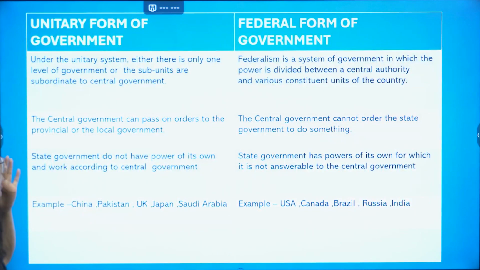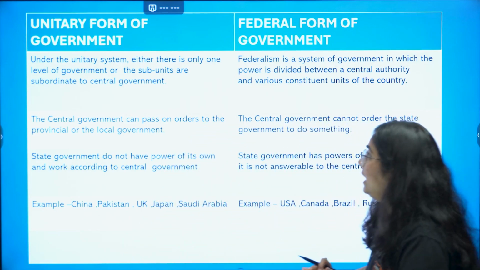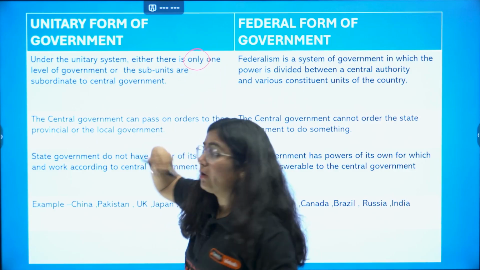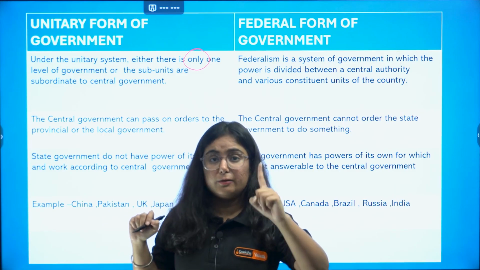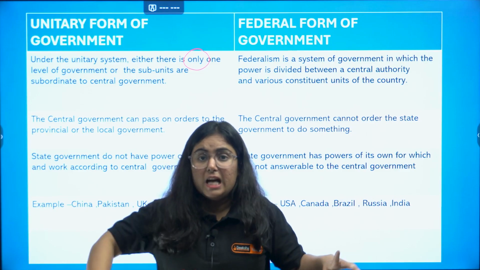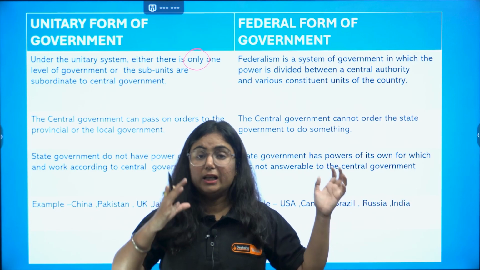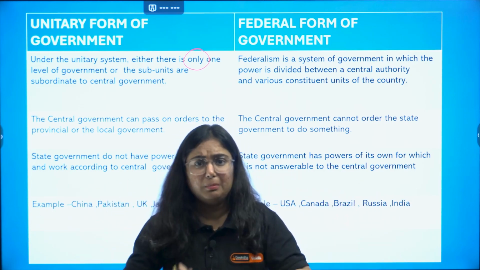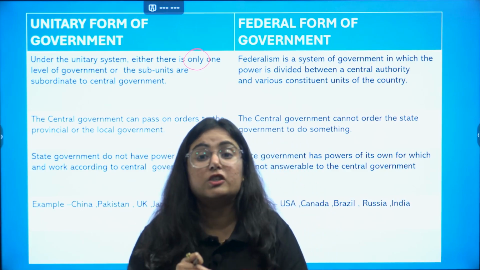The difference between the two is such that, get it clear, in unitary form of government, there will be only one level of government. Like it used to be in Belgium. Before 1993, there was only central government. There was only one single government in Brussels, central government, which has all the powers. It doesn't mean that the state government was not in existence. They were in existence, but they did not share the power.